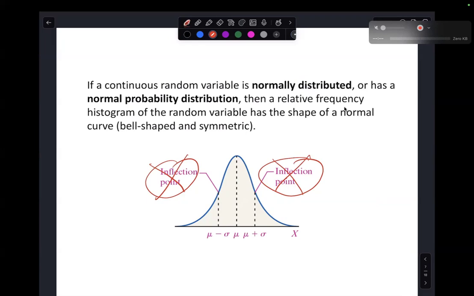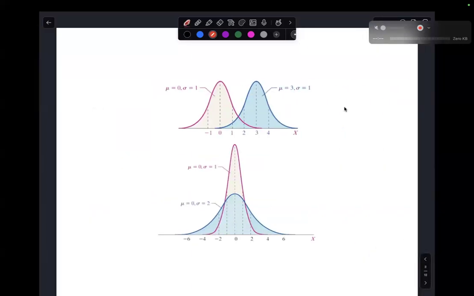So if our continuous random variable is normally distributed, or has a normal probability distribution, we have this nice, beautiful bell-shaped symmetric curve. Just picture this in your head. Every time somebody says something is normally distributed, you think of this beautiful bell curve. Now, bell curves have a lot of different shapes. So take a look here.